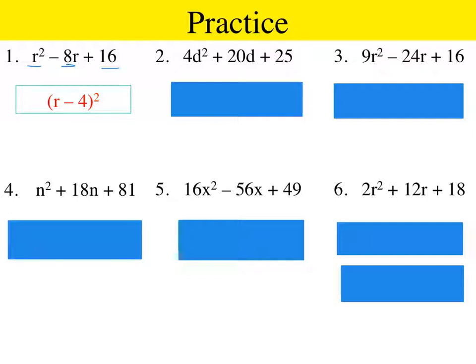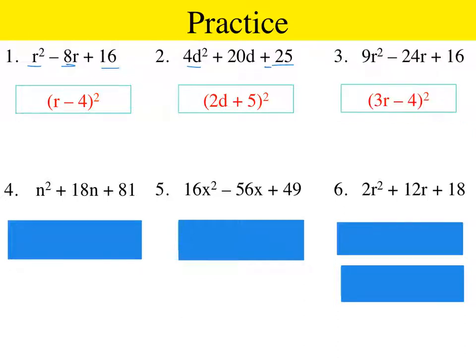Your second one here, there is no GCF, but we've got a perfect square, and positive. So we square root each of those, which would make a 2D and a 5. And we want to make sure that that middle term is 2D times 5 doubled, and 2D times 5 doubled is 20, so we know it works. Our third one, again, perfect square, and positive for C. If you square root each of those, that gives you 3r and 4. The middle term is 3r times -4 doubled to give you -24.